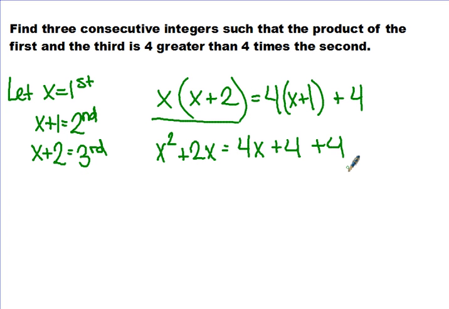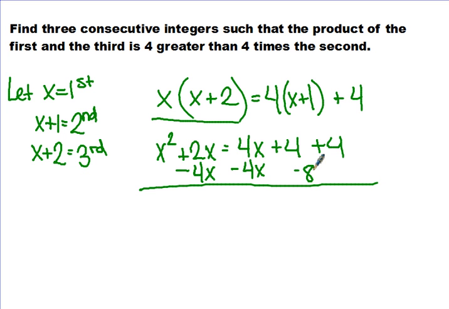Our goal in solving these problems is to see if we can factor first. So in order to factor, we need to get everything on one side and set it equal to 0. I'm going to combine like terms and move everything to the left side of my equation. So I'm going to subtract 4x, and I'm also going to subtract 8 because 4 plus 4 is 8. So my equation is now x squared minus 2x minus 8 equals 0.